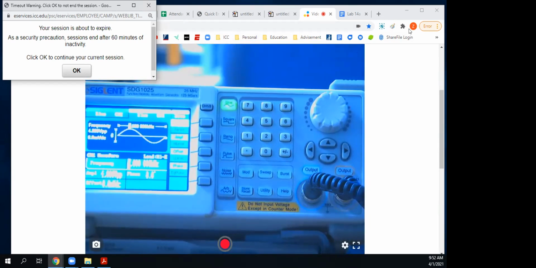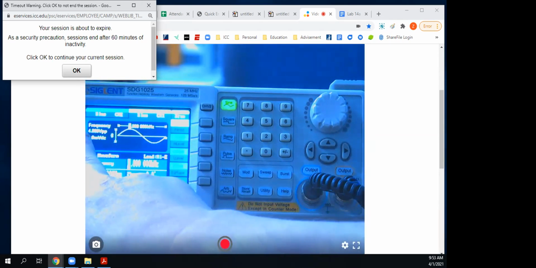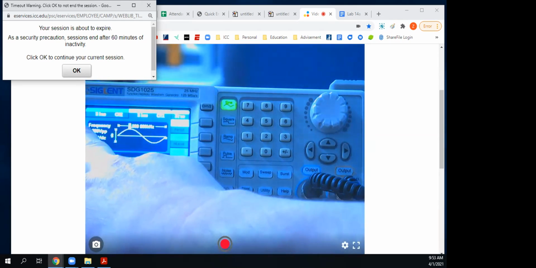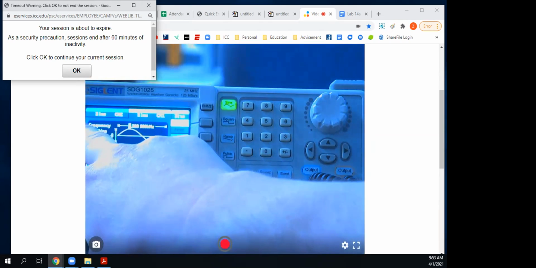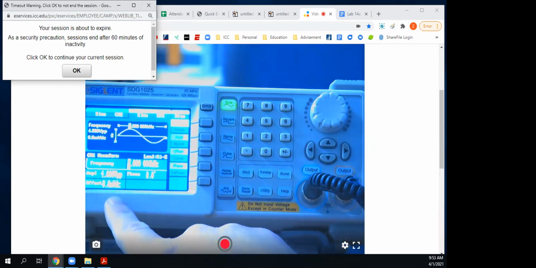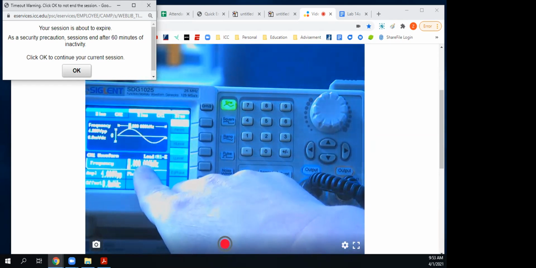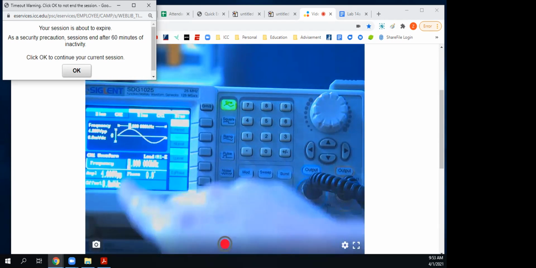Set the function generator for an AC waveform with a frequency of 1 kilohertz. Adjust the amplitude of the function generator for 1 volt RMS as read on your digital multimeter. Okay, so we got a sine wave, we got 4 volts peak to peak. So we need to set it to 1 volt RMS. And what is our frequency? 1 kilohertz, and that's what I'm at already. Are you guys at 1 kilohertz? Right here.